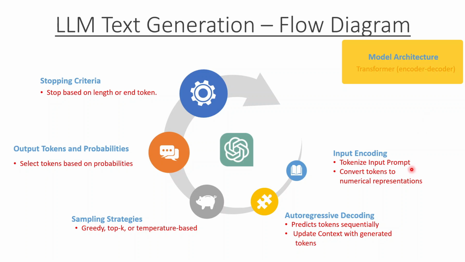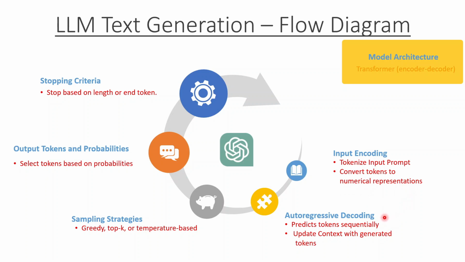The process begins with the input prompt provided by the user. This prompt can be a single sentence, a paragraph, or even longer text. The LLM tokenizes the input prompt into smaller units called tokens. These tokens can be words, subwords, or characters. Each token is then converted into a numerical representation, usually called an embedding vector, using predefined weights from the model's encoder.